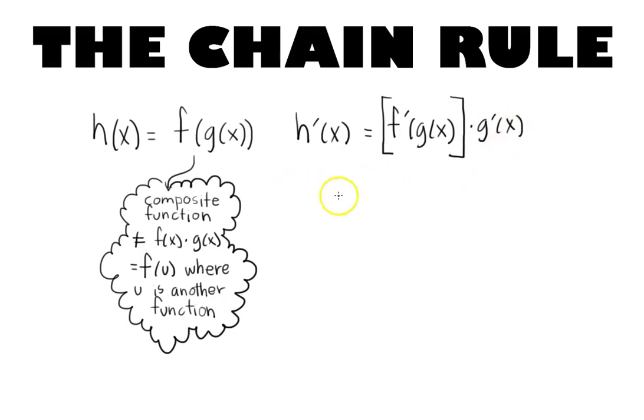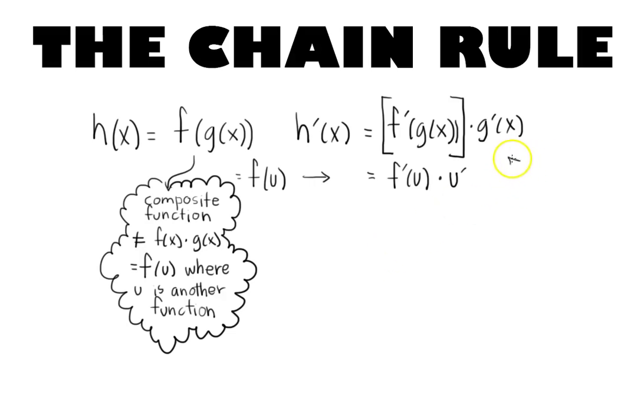I could say this is h prime of x is equal to, if I had said this was equal to f of u, where u is a function, then therefore I could say h prime of x is equal to f prime of u times u prime. It's another way of saying it: the derivative of that function that's inside there. Oops, I think I forgot a bracket. There we go. Okay. Now, that's not the only way to write it.